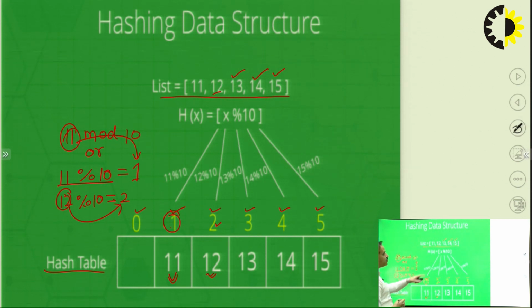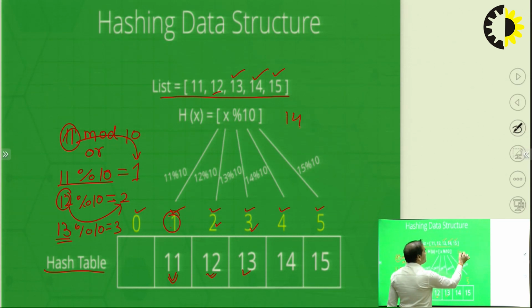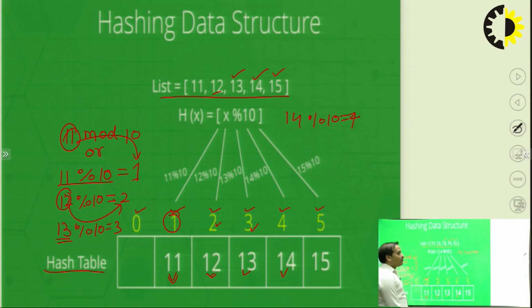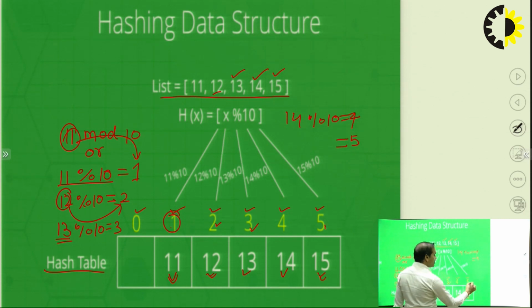Now compute 13 mod 10. The output is 3. That means 13 is stored at location 3. When we compute 14 mod 10, the output will be 4. That means the value is stored at location 4. And now 15 mod 10, the output will be 5. That means 15 is stored at location 5.